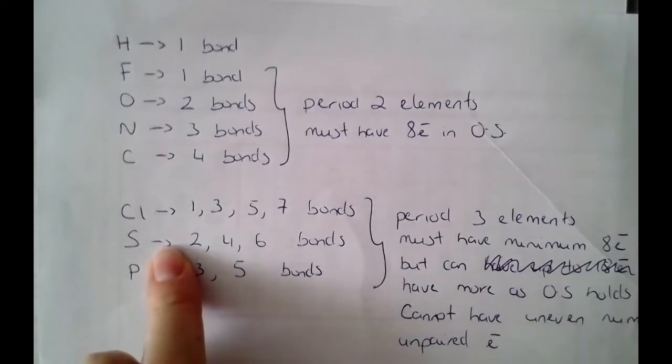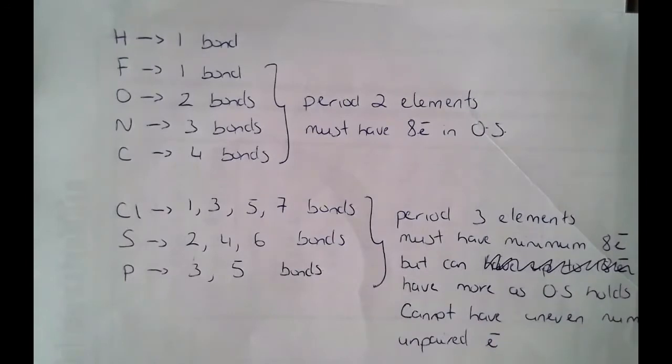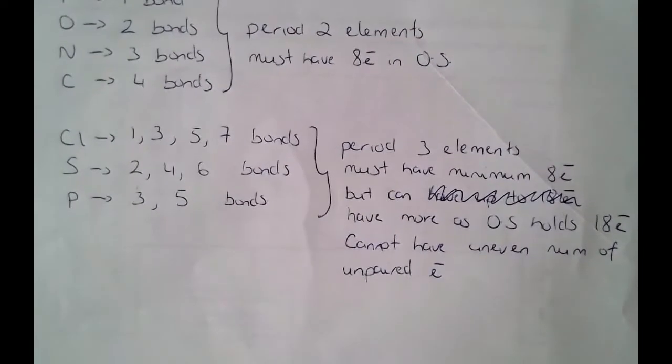Sulfur is actually in the same group as oxygen. It's also in group 6. So you might think, well, if oxygen's forming 2 bonds, then surely sulfur is going to be the same. But you have to remember, because sulfur is in period 3 and not period 2, it can actually have up to 18 electrons in its outer shell. So it's not confined to 8 electrons like oxygen is, because it's bigger.